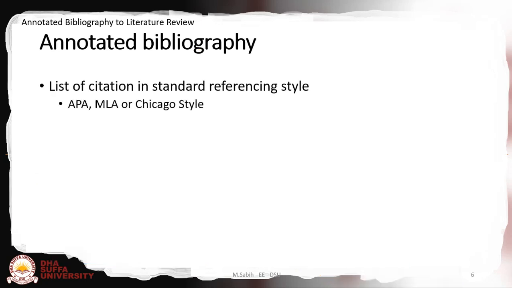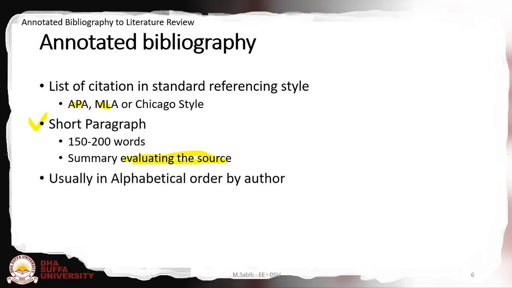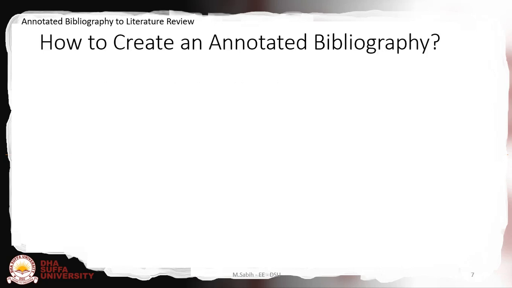So an annotated bibliography is basically a list of citations in the standard referencing styles, for example APA, MLA, and Chicago style. We will discuss it later. And then it will have a short paragraph, 150 to 200, or even sometimes 300 words, which is like a summary evaluating the source. This is what you will develop, and they are usually in alphabetical order by the name of authors.